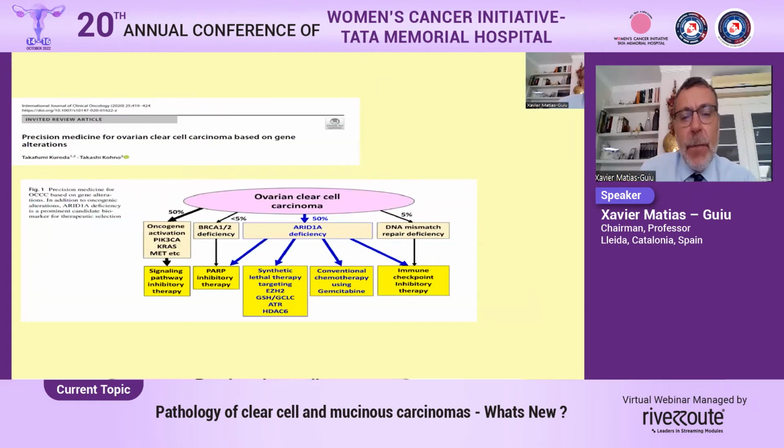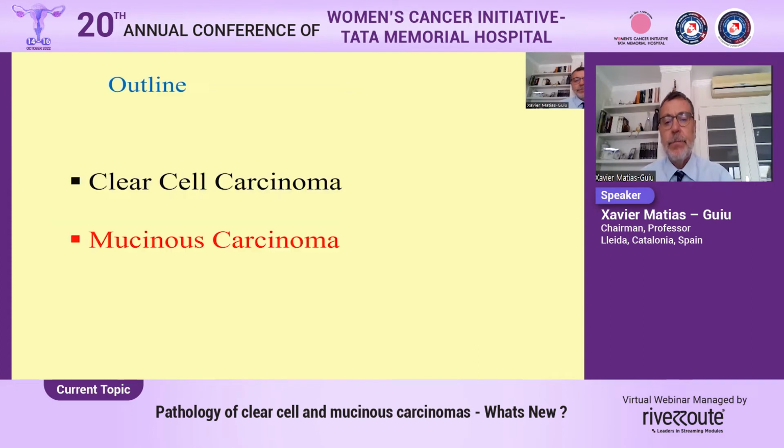And in terms of precision medicine, this has not reached the clinical practice, but ARID1A is an opportunity for treatment because ARID1A is related to immune checkpoint inhibition. It's related to PARP inhibition. So since 50% of the tumors are ARID1A negative, there are possibilities of treatment.